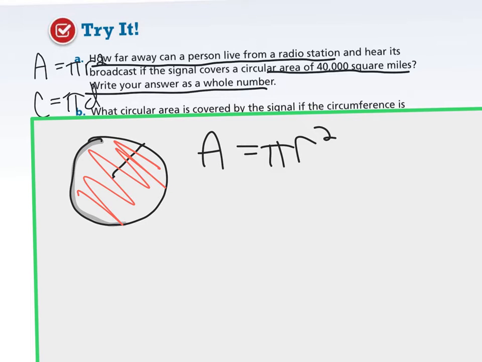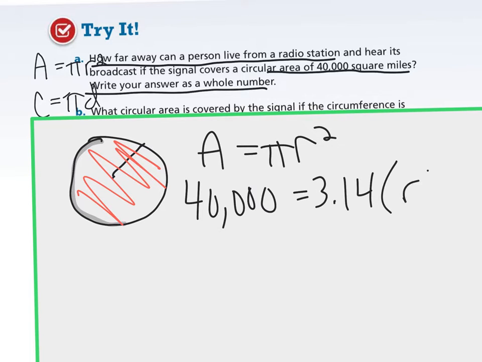So we think about this, we know what the area is, which is 40,000. And we're just going to estimate pi to be 3.14. And we don't know what our radius is. So that's just substituting into that equation. If we were going to solve this, if we were going to try and figure out what our radius is, what would we want to do first?